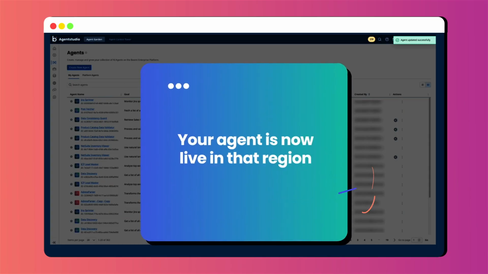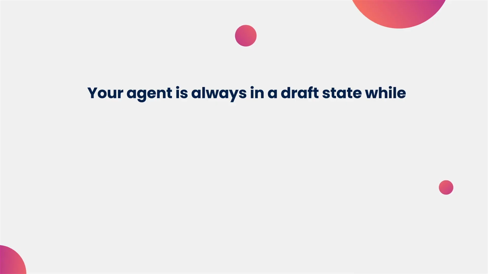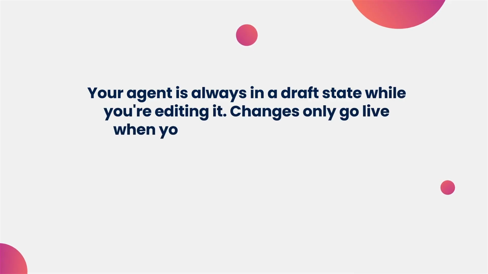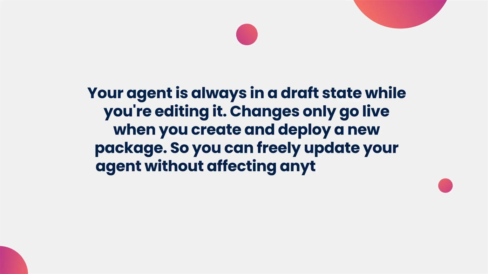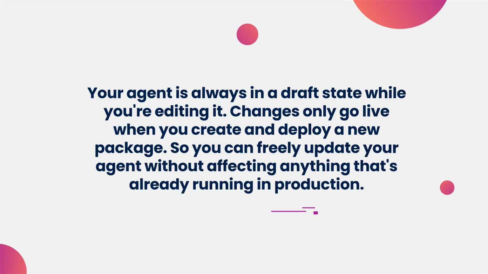A package version number is assigned automatically. Your agent is always in a draft state while you're editing it. Changes only go live when you create and deploy a new package, so you can freely update your agent without affecting anything that's already running in production.